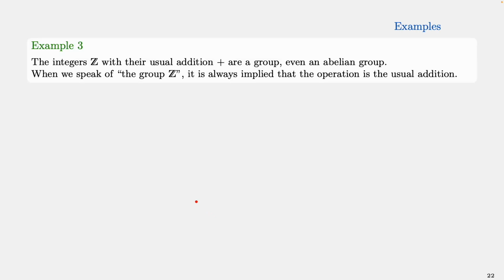Time to look at some examples. Well, let's just quickly revisit our previous examples. So the integers Z with the usual addition are a group, which we saw in the beginning, and they're even an abelian group because the addition is commutative. And when we speak of the group Z, it is always implied that the operation is the usual addition. So we will just talk about Z as a group without explicitly stating which operation we mean, and then it's understood that we're talking about the usual addition.